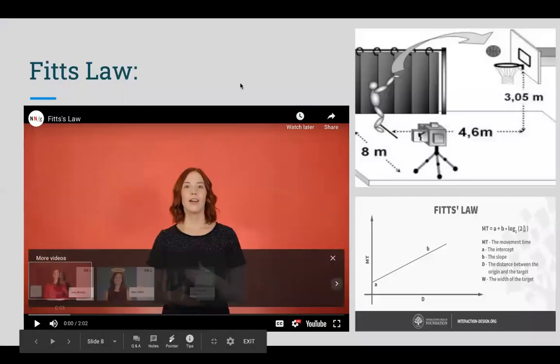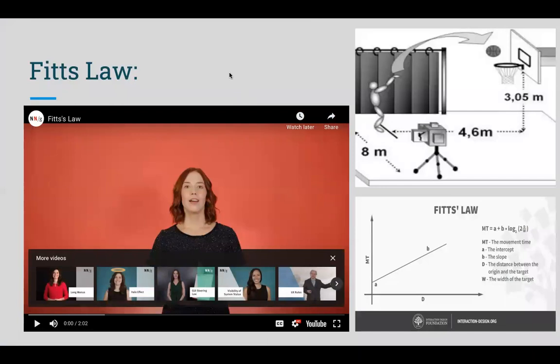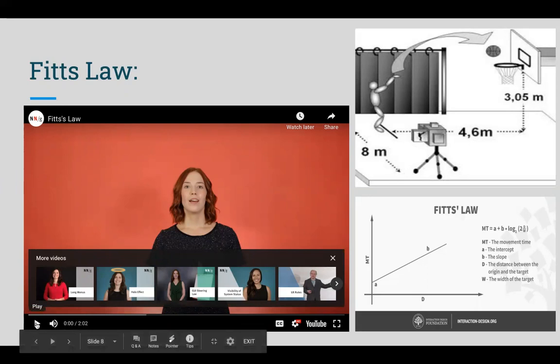In this next slide, I have an example of Fitts's law along with the formula for MT. And I included a video that helped me get a better understanding of what Fitts's law was and what his initial purpose was when creating this formula. I hope this gives you guys a greater insight.